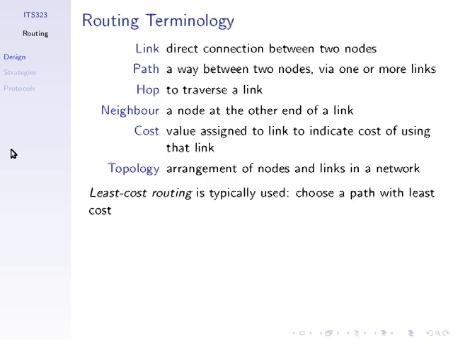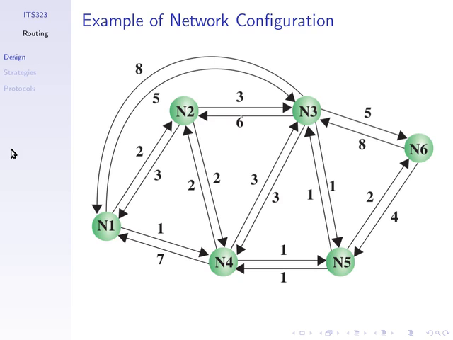What else do we have? Hops. The hops is the number of links we traverse to get from one node to another. To get from node 1 to node 6 along this path, we have 3 hops. 1, 2, 3. Or 3 links. We often refer to them as hops. We traverse 3 different links to get from source to destination.